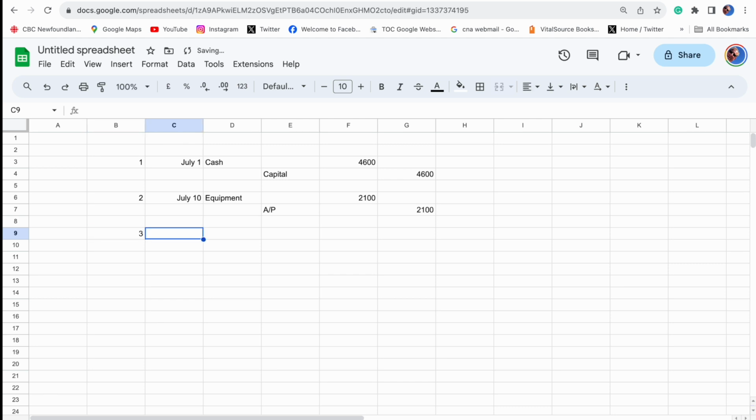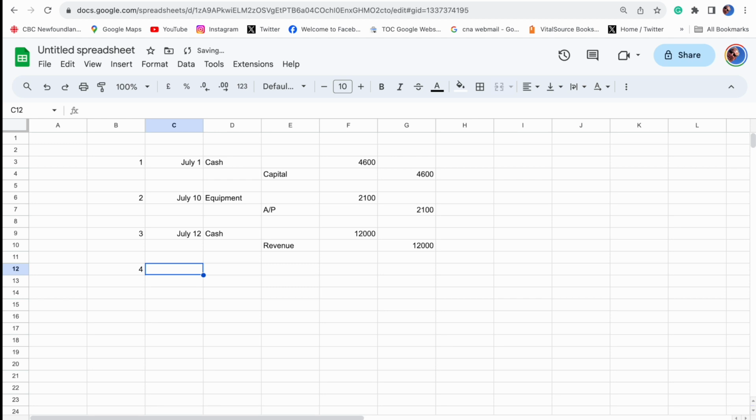The third item, July 12th. On July 12th, there was money made for doing some sort of a service there. We got cash for it, so cash of $12,000. And this would have been revenue earned, and that would have been for $12,000. Again, the asset cash went up. That would be a debit. The revenue went up. That would be a credit.